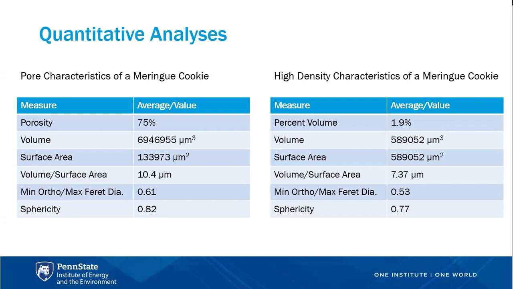More surface area for the small particles, which makes sense since small particles tend to have higher surface areas. You can see a surface area to volume ratio. The min-ortho max Feret diameter and sphericity are all measures of how spherical a particle is. And you can see that the pores are more spherical than those tiny particles. Yes, there's a difference. The two of them are measuring two different things, in two different ways.